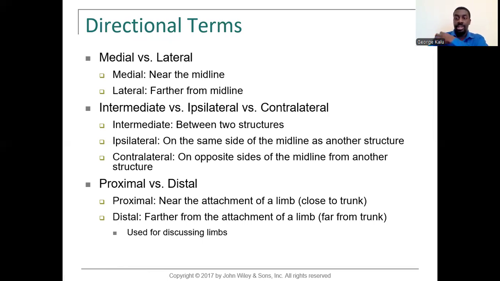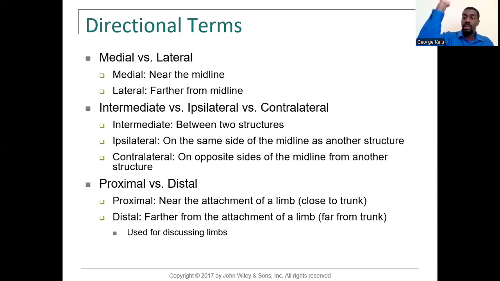So the arm attaches to the trunk via the shoulder, the legs attach to the trunk via the hips. So anything that's proximal is going to be closer to that attachment point, close to the trunk. In this case, the shoulder or the hip. Distal means further away from that attachment point. So for example, you could say the elbow is proximal to the wrist.